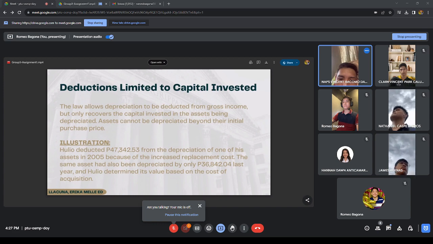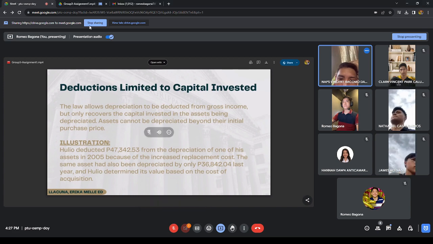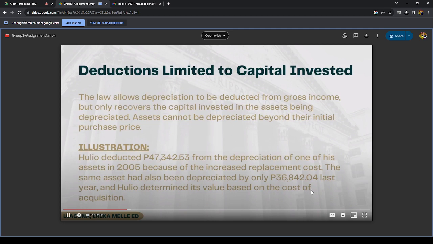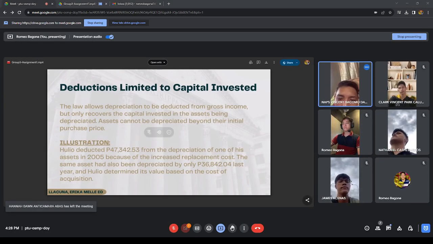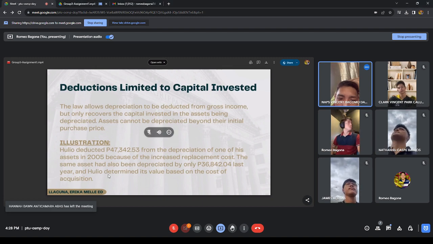and 53 centavos from the depreciation of one of his assets in 2005 because of the increased replacement cost. The same asset had also been depreciated by only 36,842 and 4 centavos last year, and Julio determined its value based on the cost of acquisition.